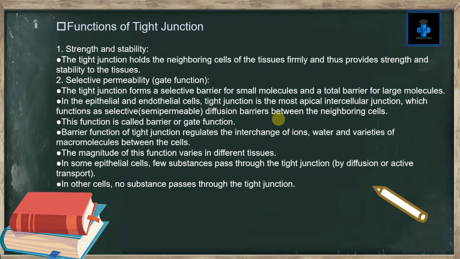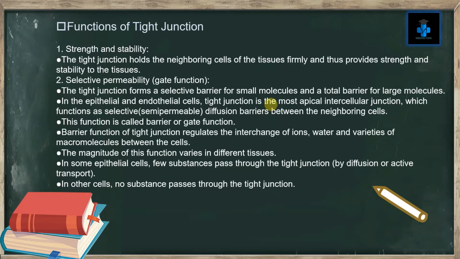Function of tight junction. Number 1 is strength and stability. The tight junction holds the neighboring cells of the tissues firmly and thus provides strength and stability to the tissues. Next function is selective permeability, otherwise gate function. The tight junction forms a selective barrier for small molecules and a total barrier for large molecules.